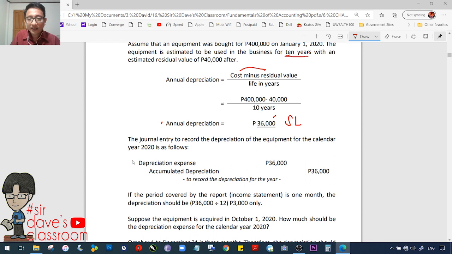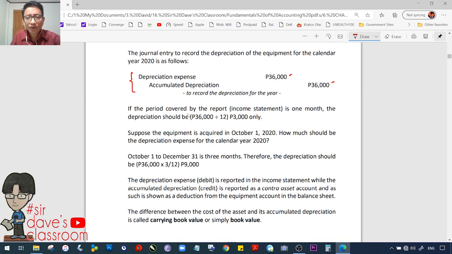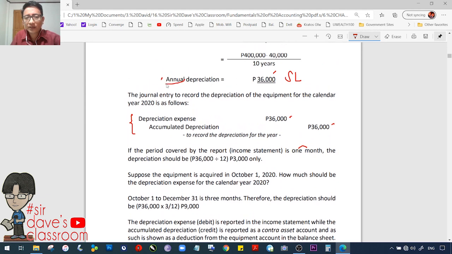Itong adjustment entry na to, ganyan lagi ang adjusting journal entry for depreciation. So tatandaan mo na siya. Debit depreciation expense 36,000, credit accumulated depreciation 36,000. Brief description to record depreciation for the year. If the period covered by the report income statement is only 1 month, take note the 36,000 here that we have computed is for 1 year.